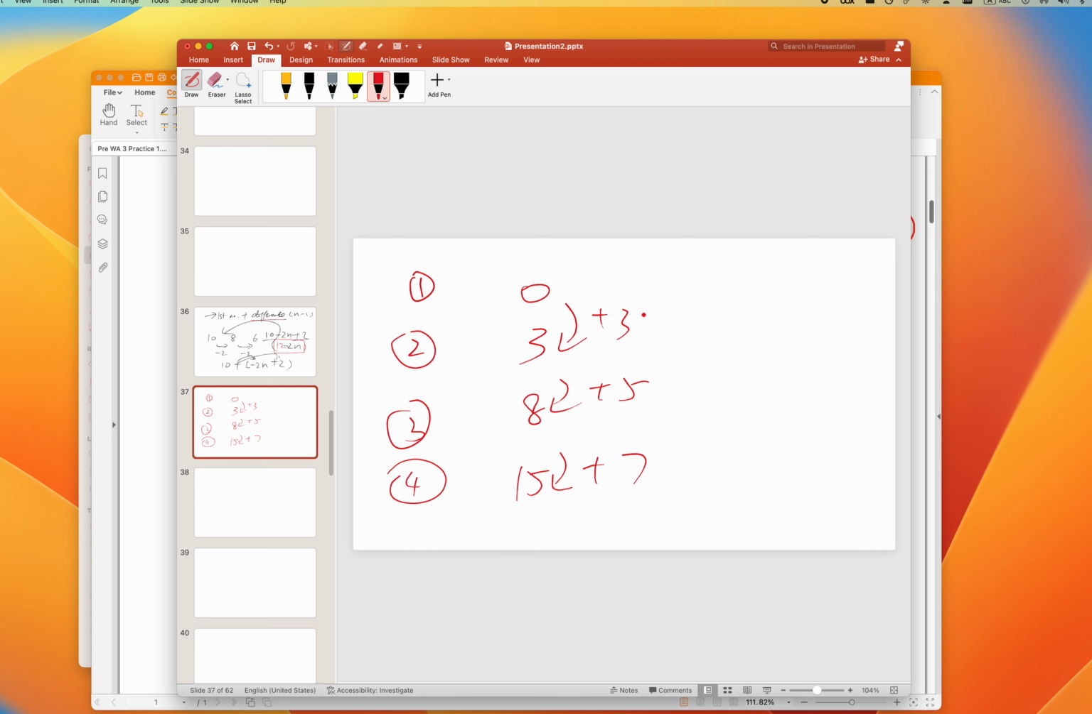So I observe that you square this, you minus 1, you will get this. So you square this, you minus 1, you will get this. So you square this, you minus 1, you will get 8. This is 3. And then you square the 4, you minus 1, you get 15. Yeah, so I did that.